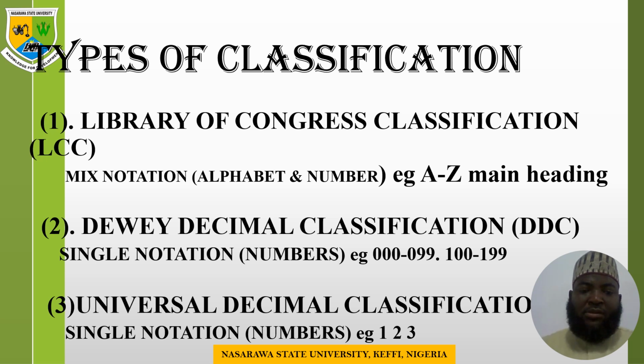The third one is the Universal Decimal Classification. This one also uses mixed notation, but it uses symbol notation. But the symbol notation here is different from that of DDC, because the other one has three figures, while this one only stands alone. In most occasions, this one uses subheading as a decimal point.